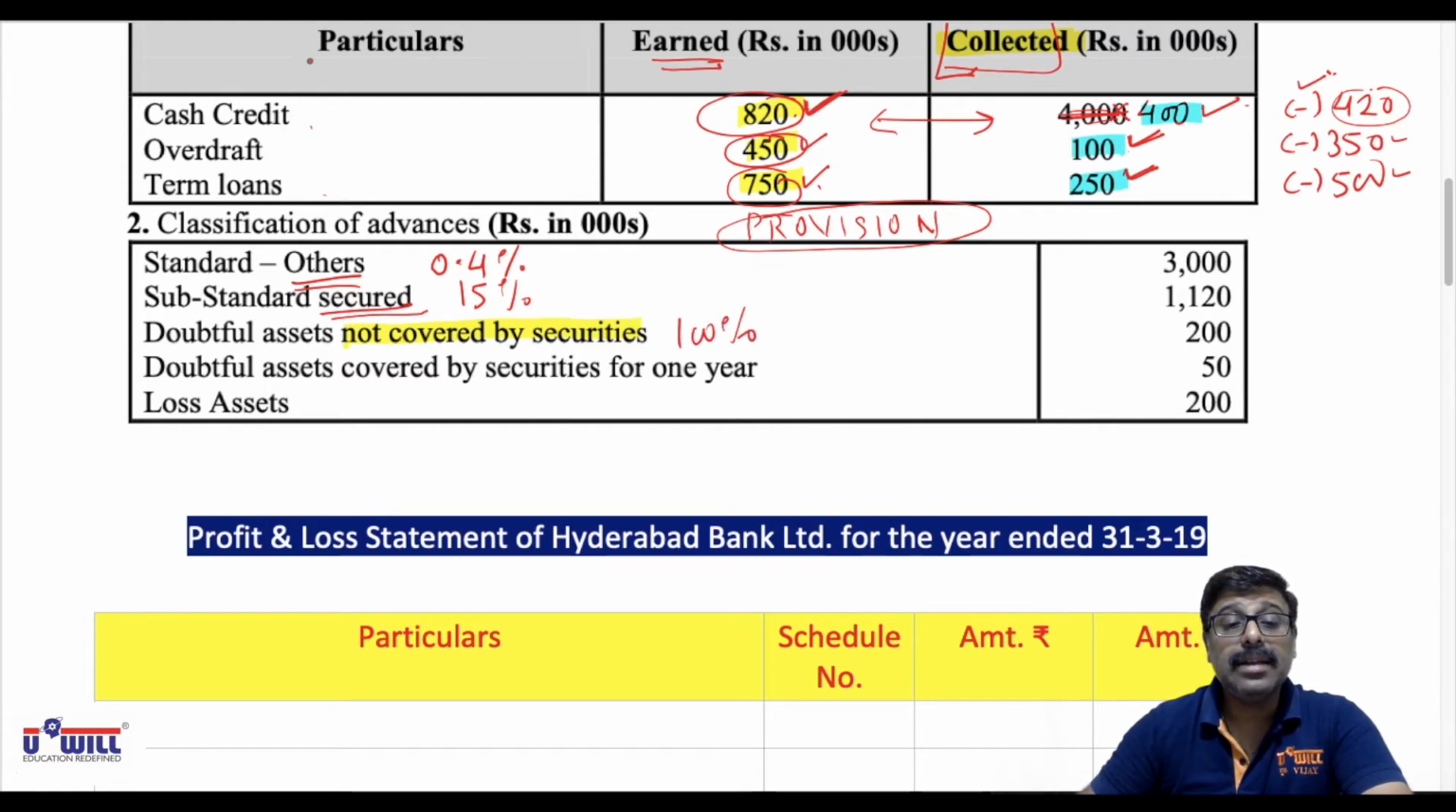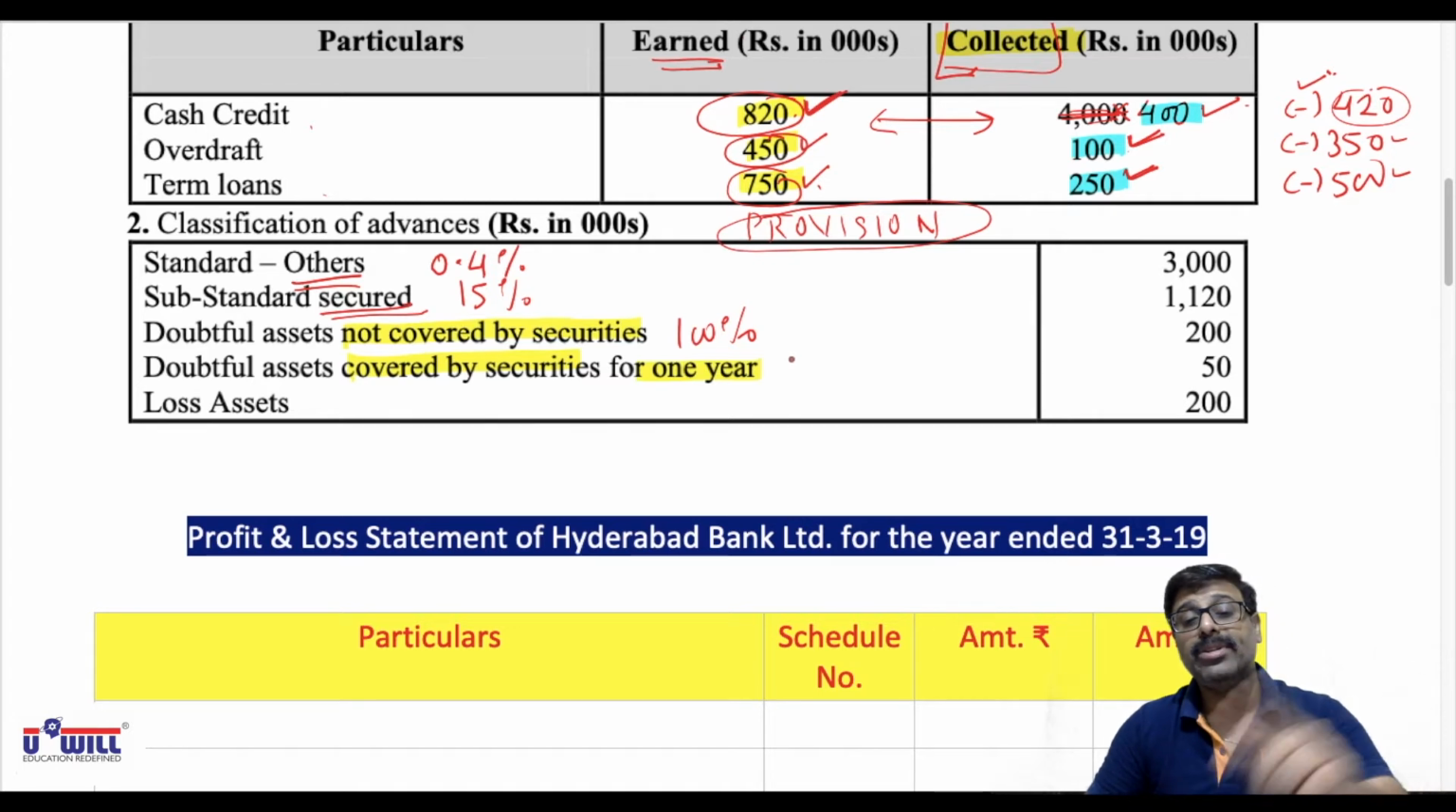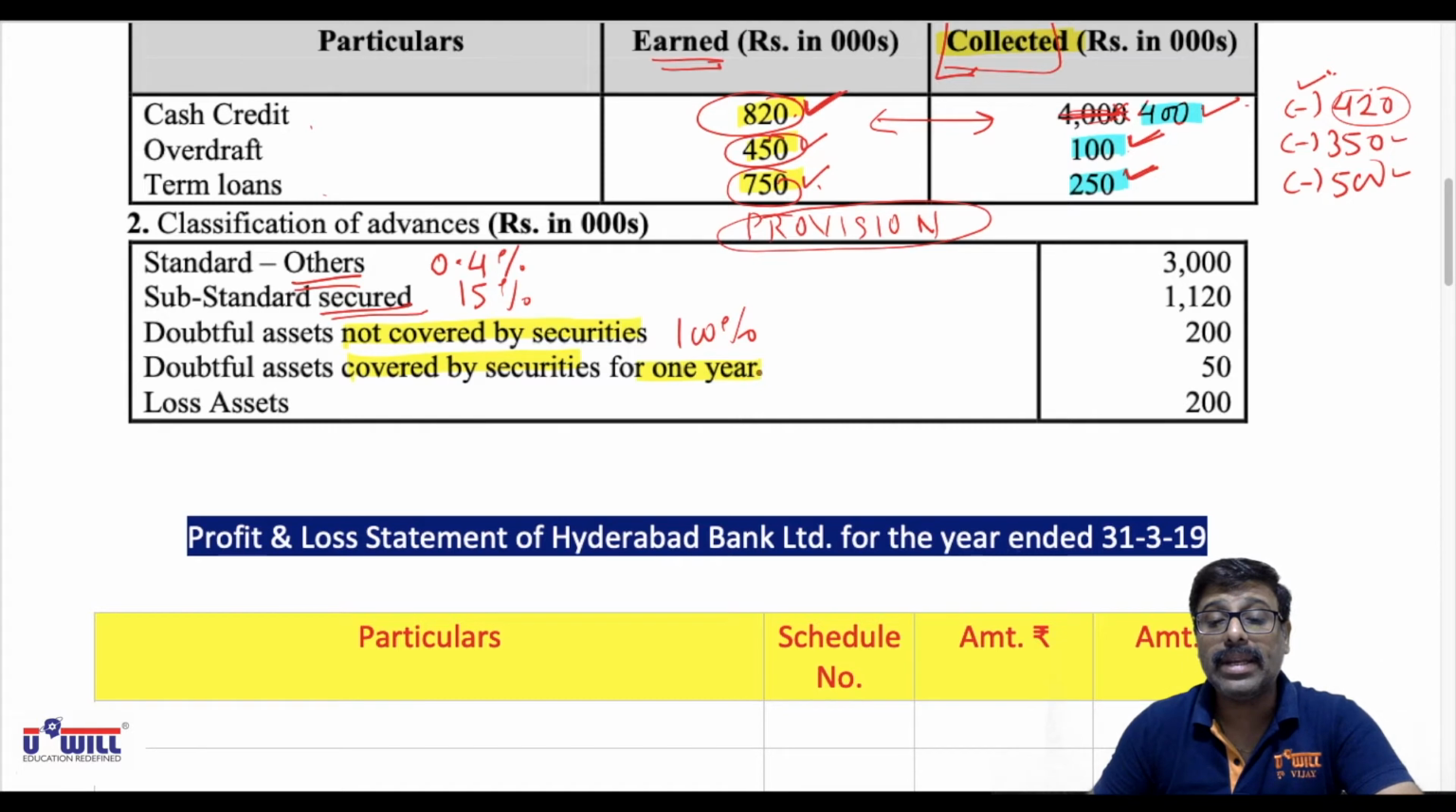Doubtful assets covered by securities, and for 1 year. So within doubtful assets we studied up to 1 year secured 25%, 1 to 3 years 40%, more than 3 years 100%. Up to 1 year 25%, so here we will create a provision of 25%. And loss assets always 100%.